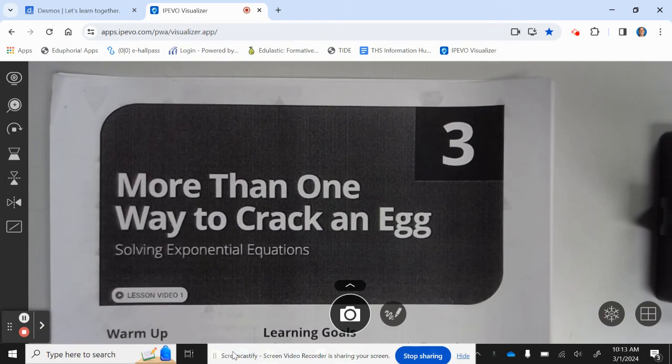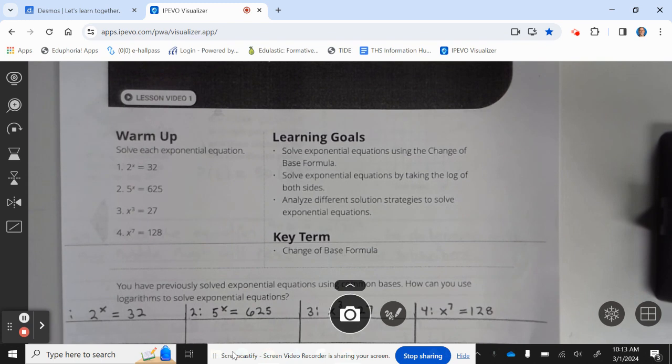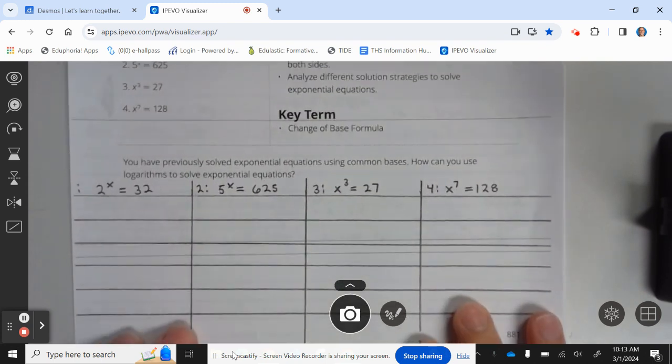More than one way to crack an egg. Solving exponential equations. Warm up. Solve each exponential equation. Number 1.